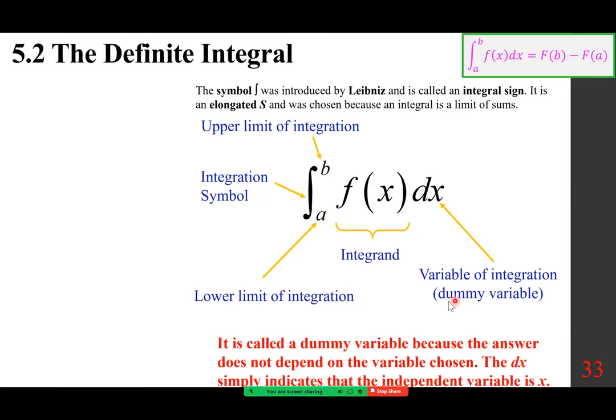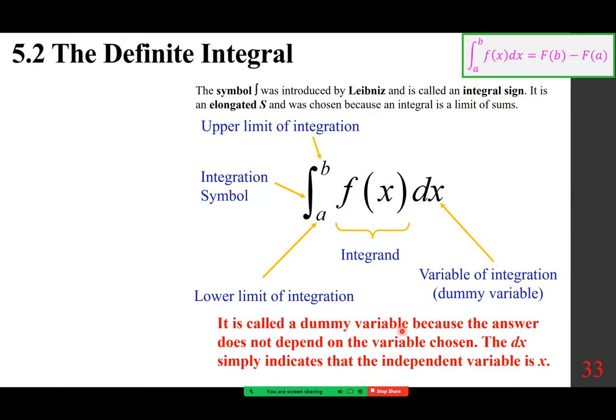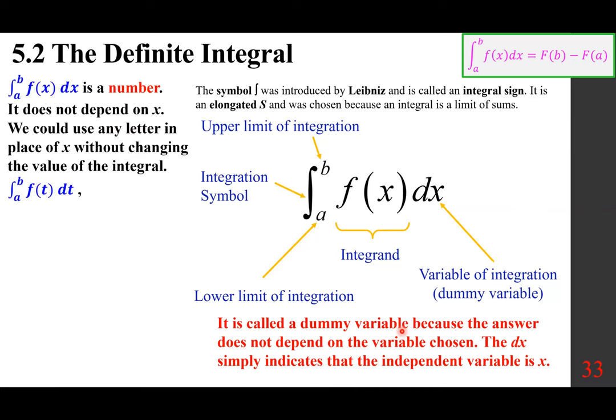Why is that? It is called a dummy variable because the answer doesn't depend on the variable chosen. The dx simply indicates that the independent variable is x. The integral of a to b f of x dx is a number. It doesn't depend on x. We can use any letter in place of x without changing the value of the integral. For example, the integral of a to b f of t dt or f of x dx means the same thing.